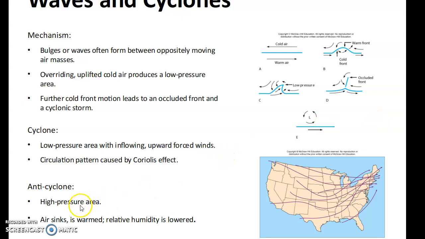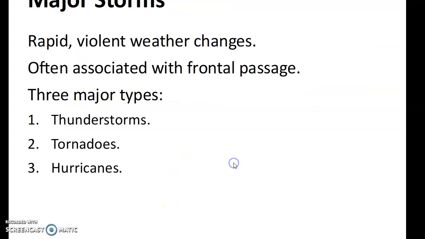So an anticyclone is a high pressure area. The air sinks and is warmed, and its relative humidity is lowered. Okay? So you have the cyclone and the anticyclone. Major storms are rapid, violent weather changes, often associated with frontal passage. There are 3 major types: thunderstorms, tornadoes, hurricanes.